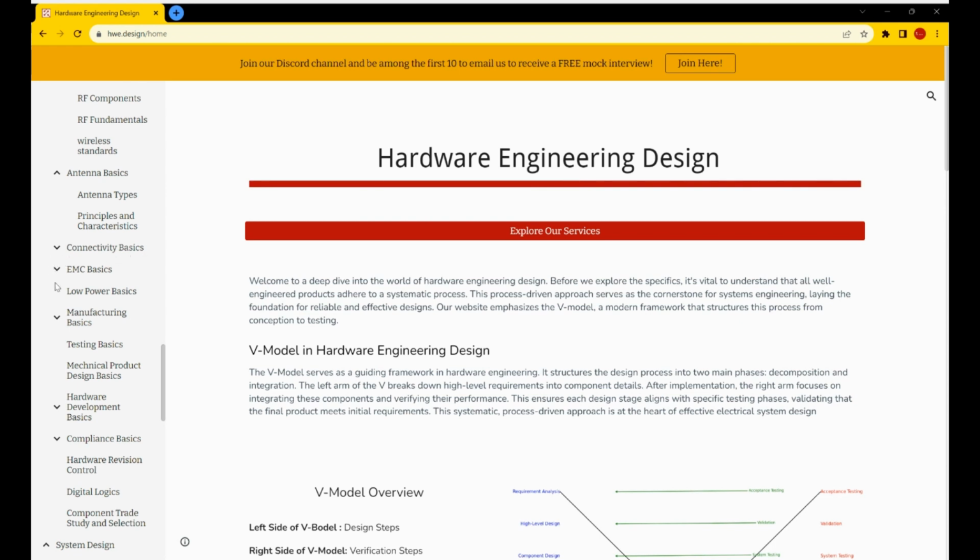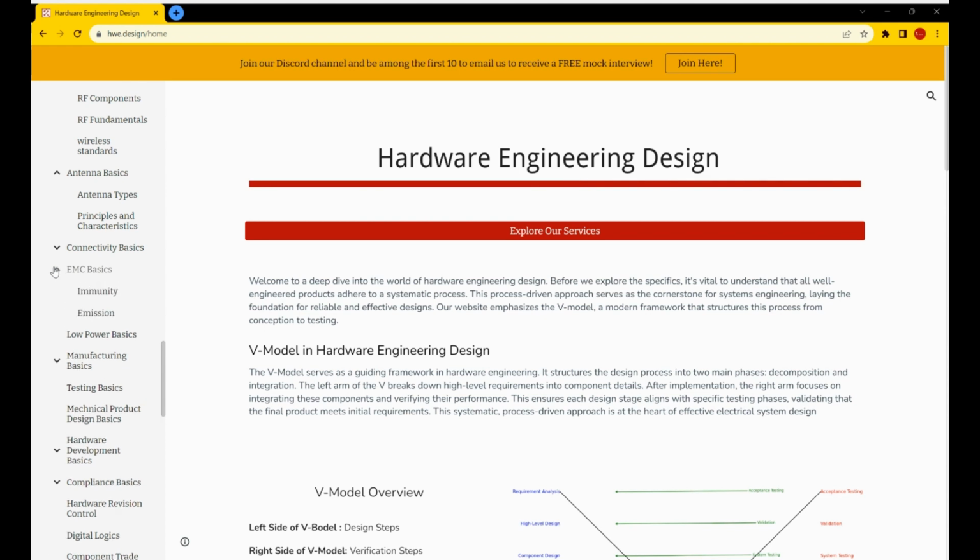As the product is coming to shape, how do we test it? How do we optimize it? These are the following things that we talk about, which is EMC: how the device is immune against noise, and how its emissions do not generate unwanted noise, which would fail some FCC standards.